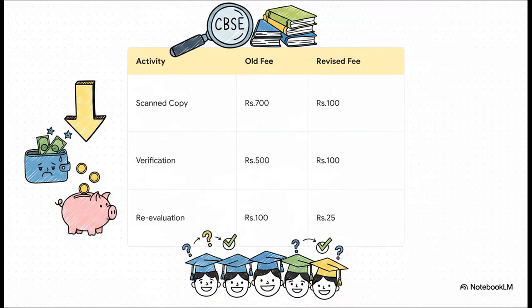Just look at this contrast. To ensure absolutely no student is left behind because of cost, CBSE drastically slashed processing fees across the entire board. Obtaining your scanned copy dropped from 700 rupees all the way down to just 100 rupees per subject. Verification of issues dropped from 500 down to 100 rupees, and the reevaluation fee itself dropped from 100 rupees per question down to a mere 25 rupees. This makes the whole verification process incredibly accessible.